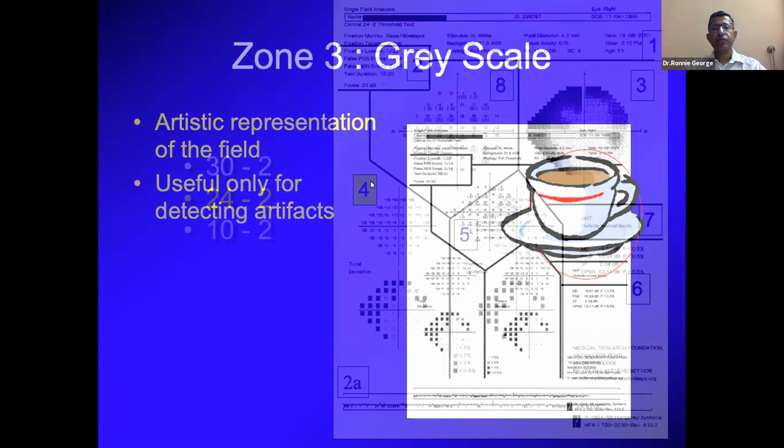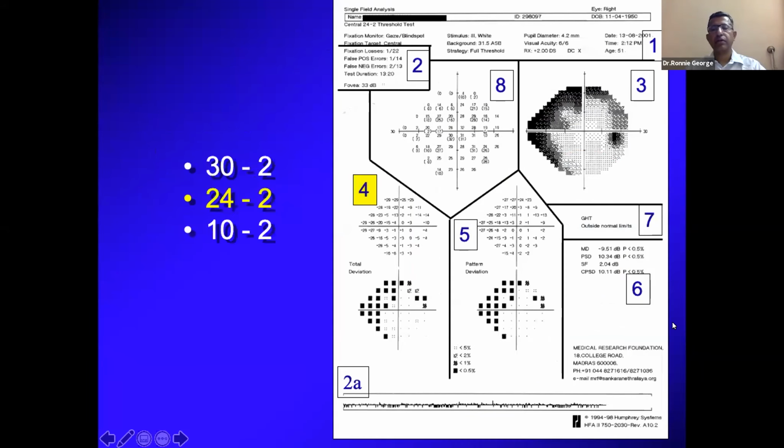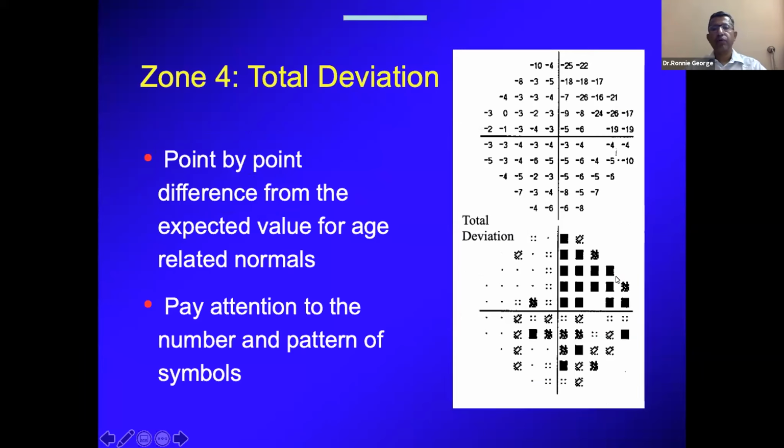We'll come to zone 4 now, and zone 4 is this, the total deviation plot, and let's talk a little bit about that. So zone 4, essentially what you're doing over here, it has two portions. It has a top portion, which is the numerical scale, and a bottom portion, which is a statistical representation of the numerical scale. You can see that each of these points is given a value. And these values are basically how much this point differs from the age-related normative database that the machine has.